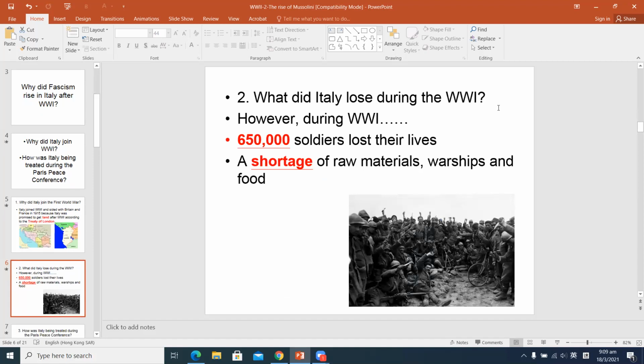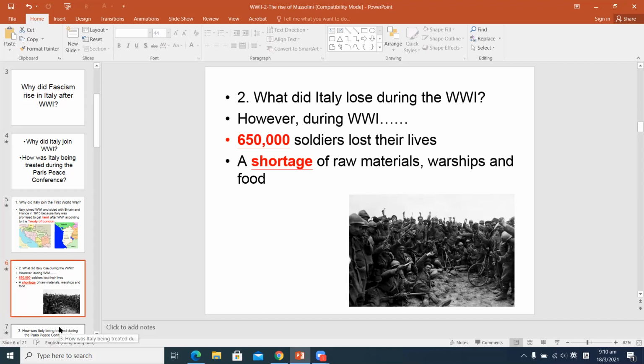During the First World War, the Italians suffered a lot, like most of the participating countries. In 1915, the Italian government wanted to get more land, and that's why Italy agreed to join the First World War. But during the war, it was not as easy as the Italians imagined, because Italy suffered a lot. For example, 650,000 soldiers lost their lives. And like Germany, Britain and France, materials were very limited, so a lot of Italians suffered from shortage of goods.